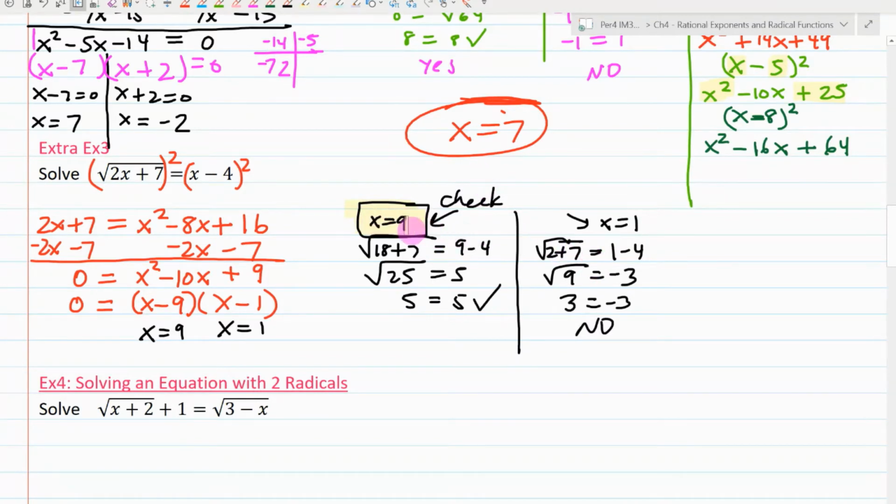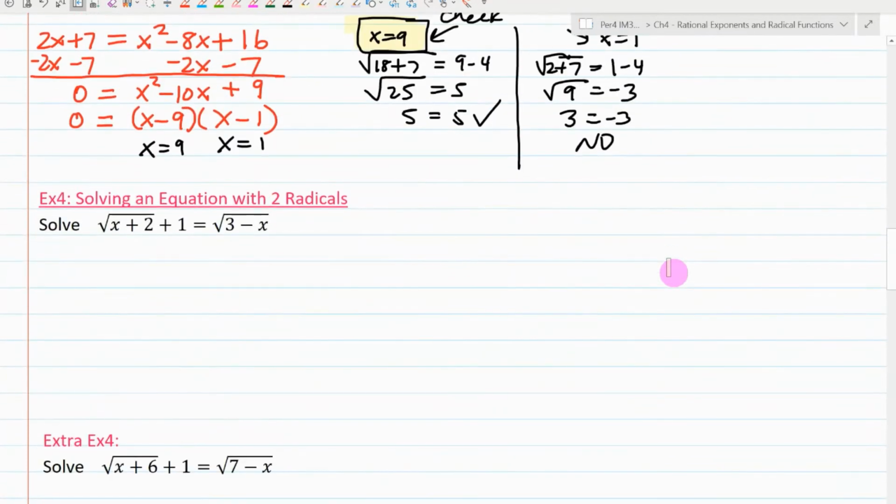Now, I don't want you to think that just because 9 is an answer that the other one is definitely not going to be an answer. Sometimes they're both answers, and sometimes neither of them work, and that means they're both extraneous, which means you would have no solution. So you got to be careful. Sometimes they both work, and sometimes only one of them works.